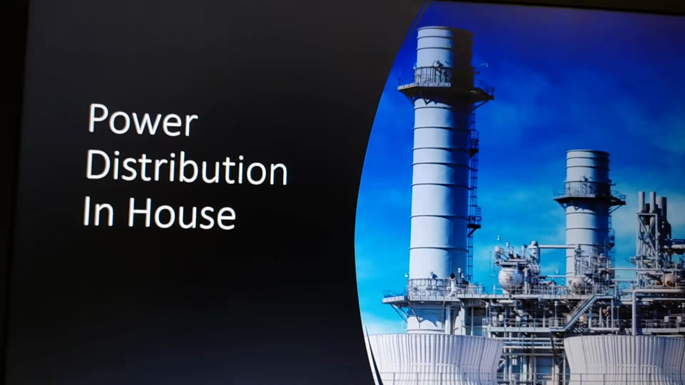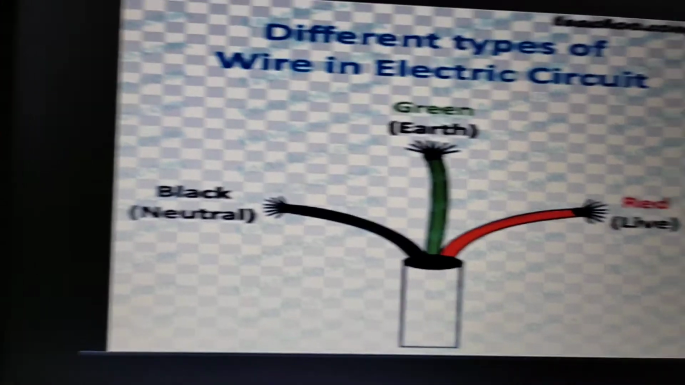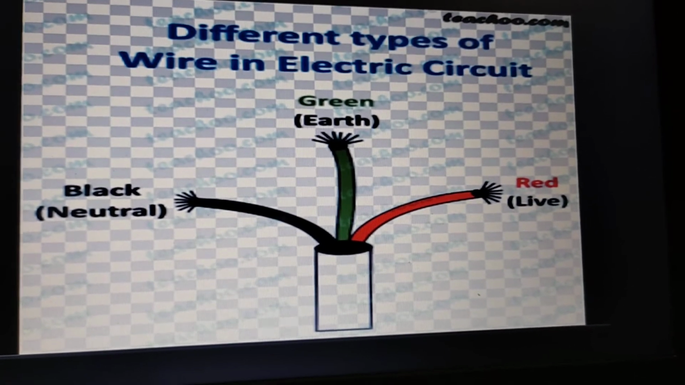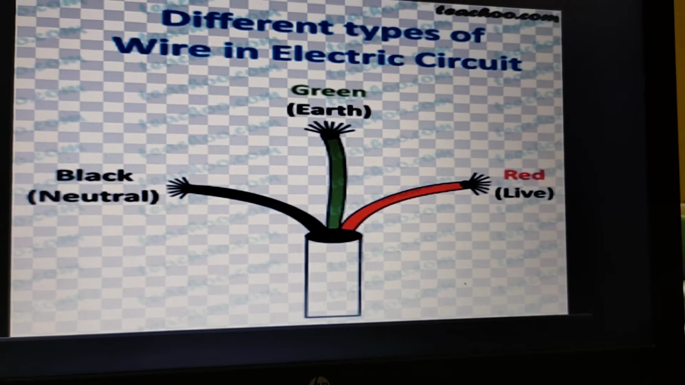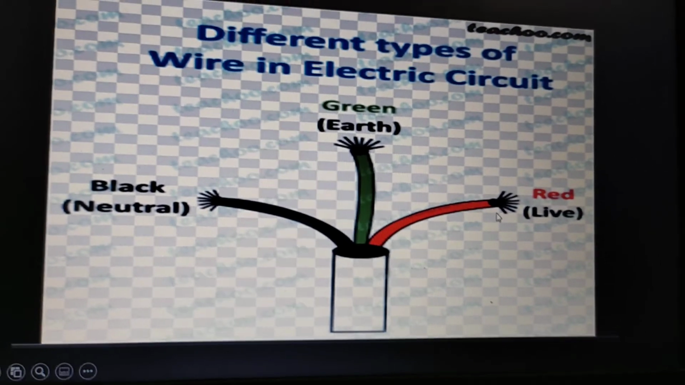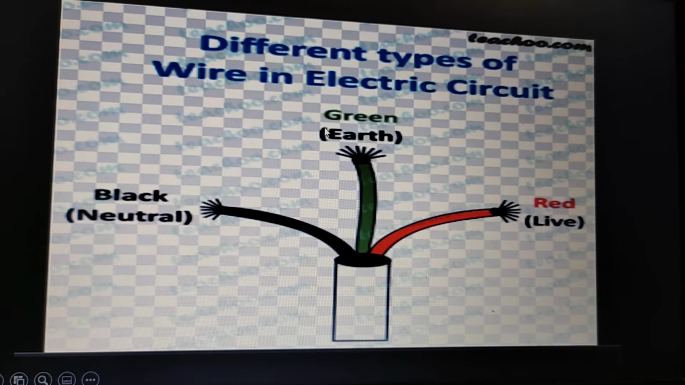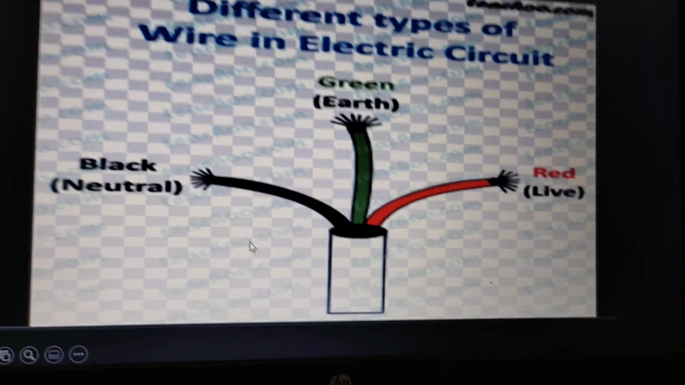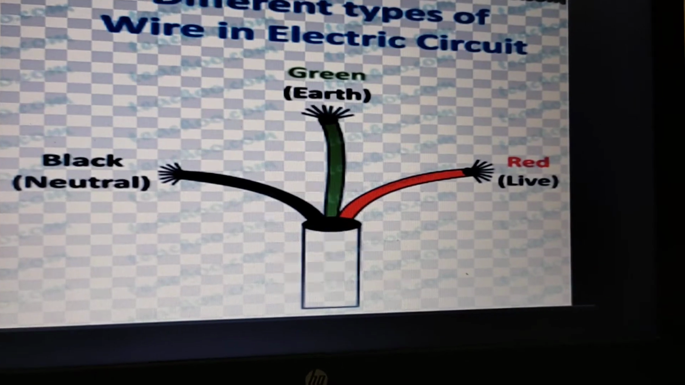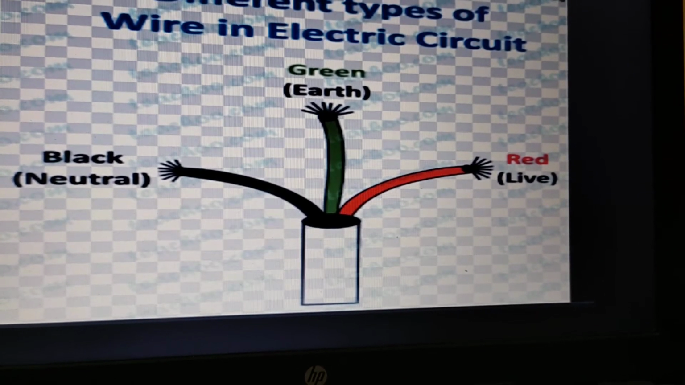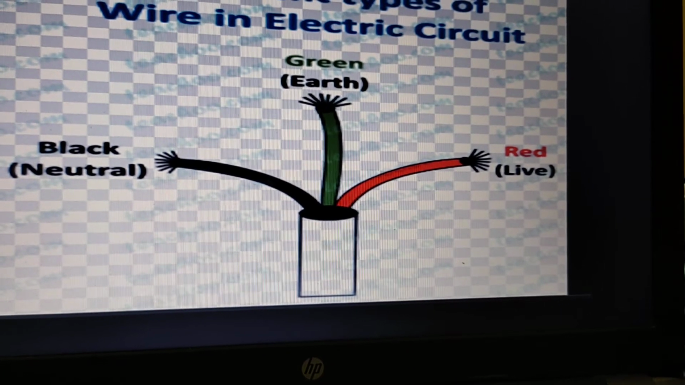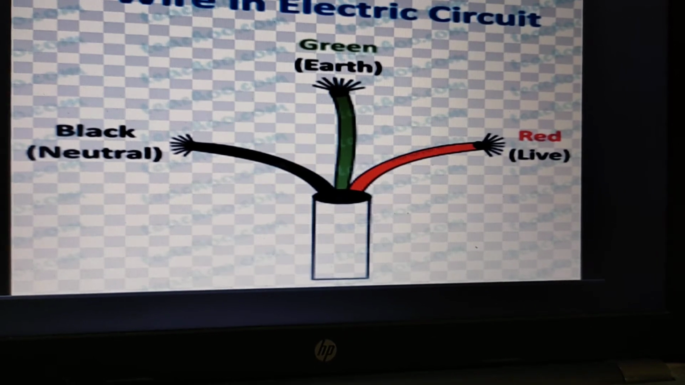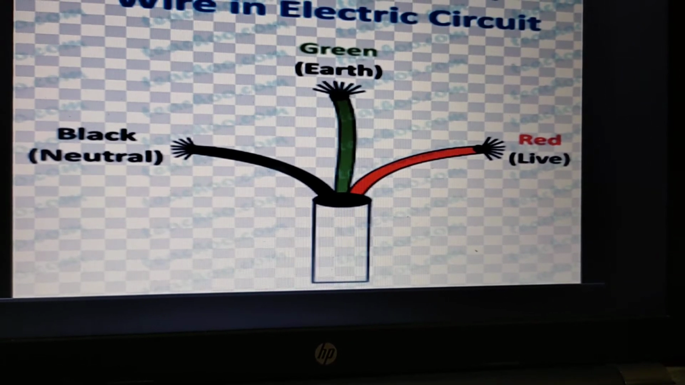Now coming to the power distribution in our house. How does power distribution come? Before that, we should know there are three types of wire we are using. What are those three types? The red color is called the live wire, green color is called the earth wire, and black is called the neutral wire. Sometimes earth is colored blue, sometimes green, not to worry about that. But neutral is always colored black and red is always live.